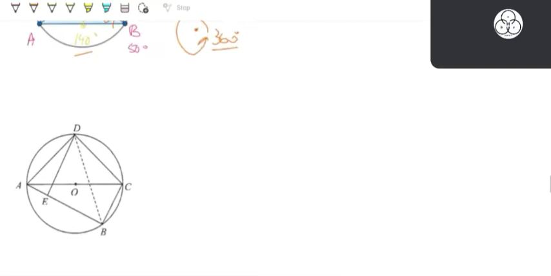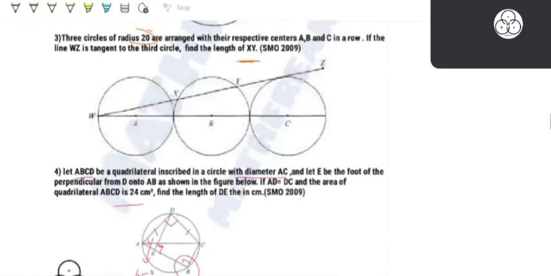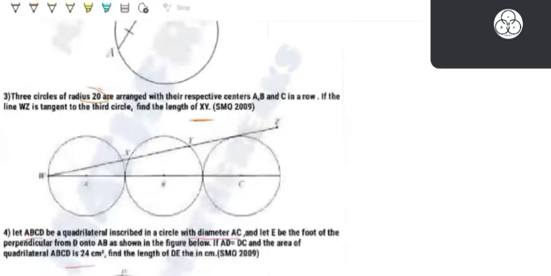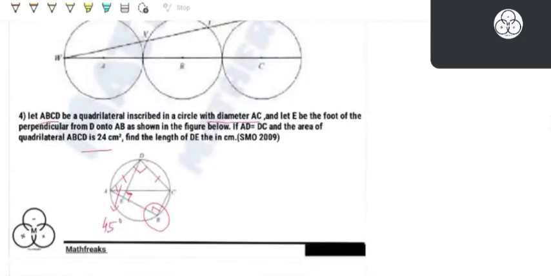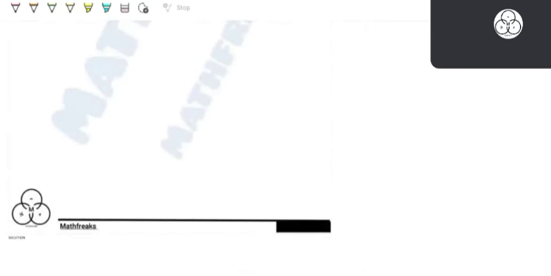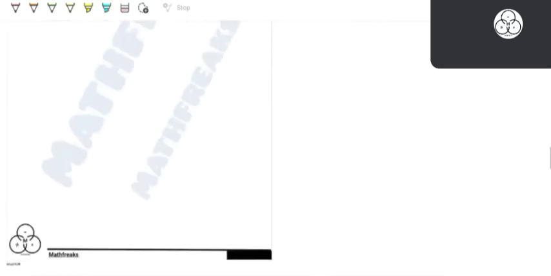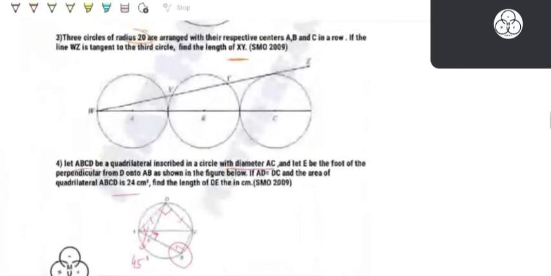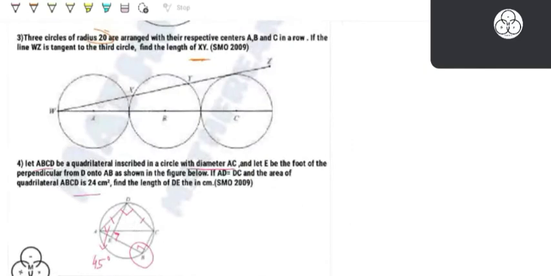Let me go through the criteria of the question again. AD equals to DC. Nothing is given other than this. E be the foot of the perpendicular. Fine. E be the foot of the perpendicular. AD equals to DC. Area of quadrilateral.